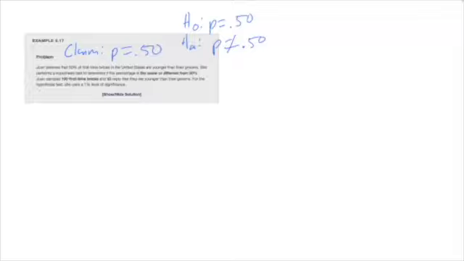Because we are talking about percentages or a proportion, this is a 1 proportion z-test. You don't have to worry about a 1 proportion t-test. Any proportion is a z-test. Okay, you just have to know, is it a 1 proportion or 2 proportion?